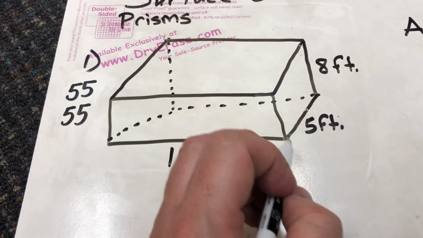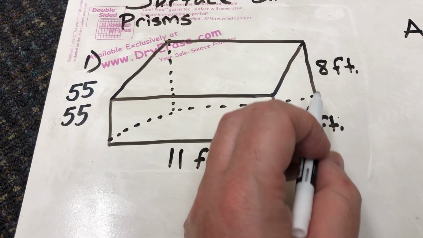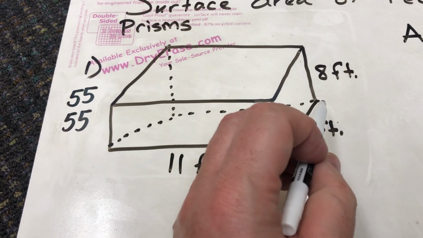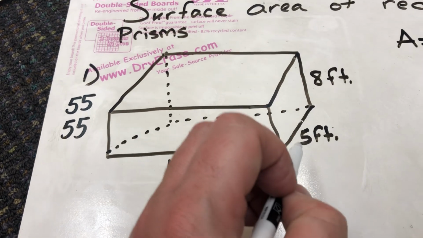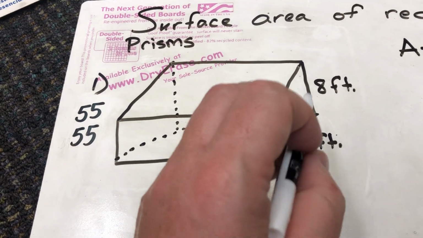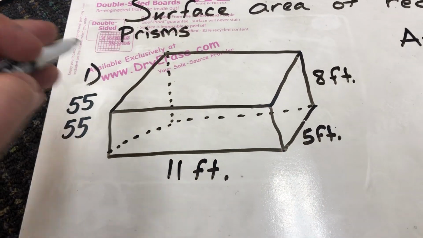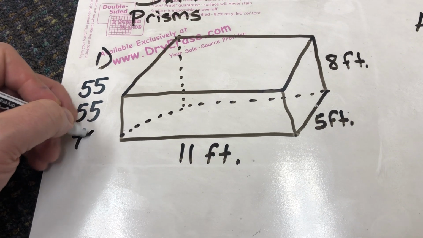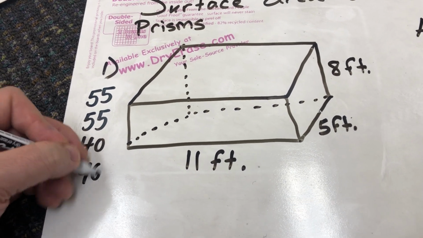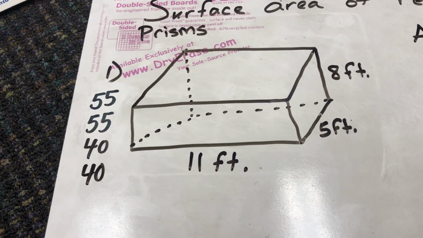Now if I'm looking here at the right, I see that it's 5 times 8. It's 5 feet long, 8 feet wide. 5 times 8 is 40. But if the right is 40, then the left is also 40. So I need to have two 40s on my list.